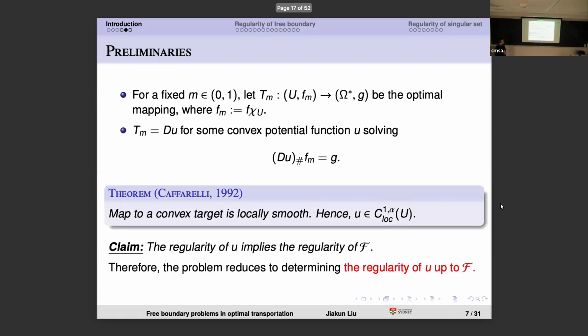But however, this is not sufficient to study the regularity of the free boundary. In order to study the free boundary, we need to know the regularity of the function u up to the free boundary. So the interior regularity is not enough. We have to know some kind of boundary regularity.